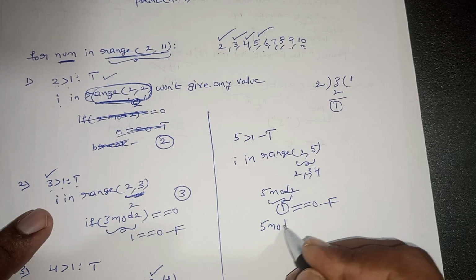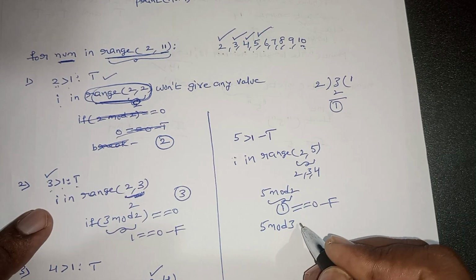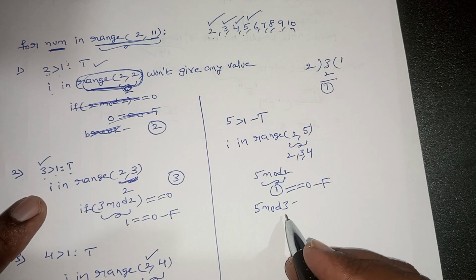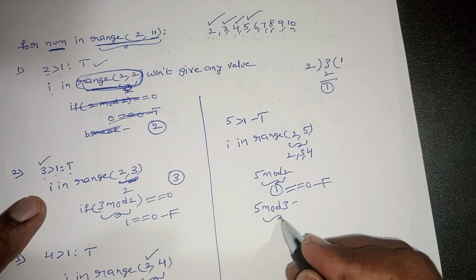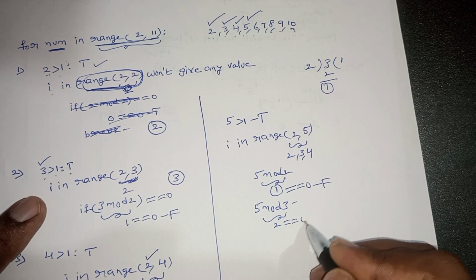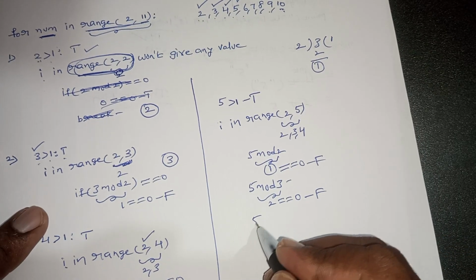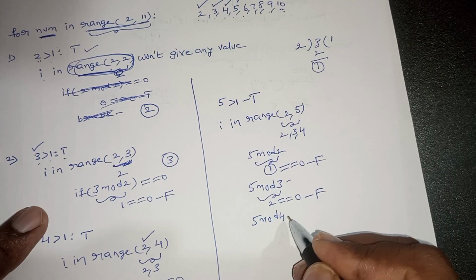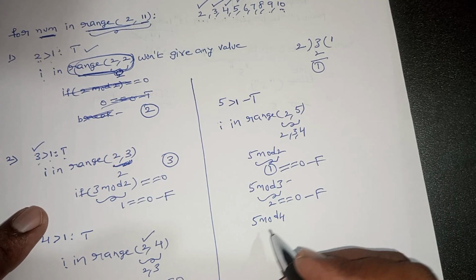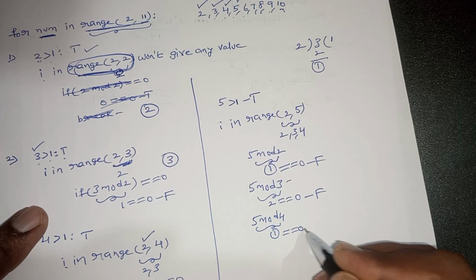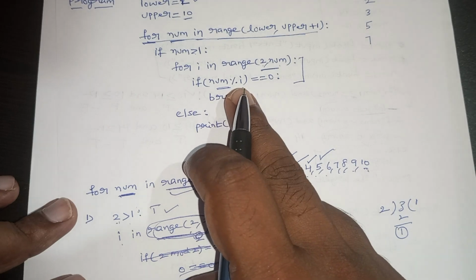5 modulus 3. What is the remainder? 2. 2 equal to 0? Condition false. Next, what do you take? 5 mod 4. 4 ones are 4. Okay, 5 minus 4, 1 is the remainder. 1 equal to 0? Condition false. So it means what? Don't run the break statement.